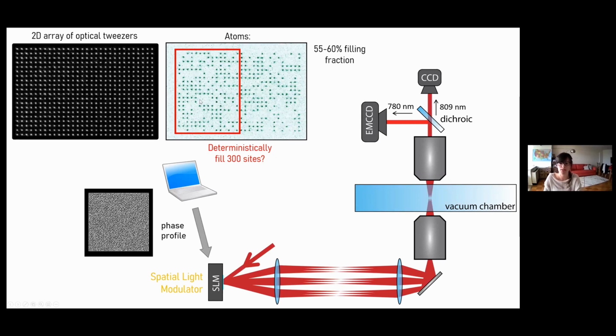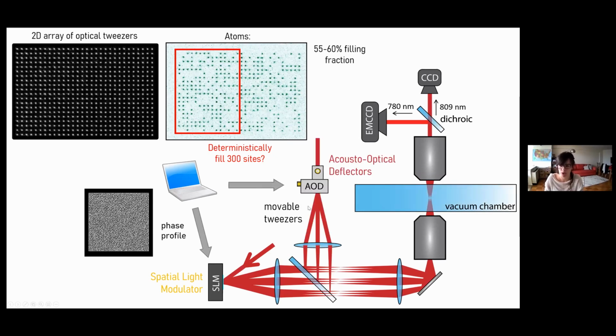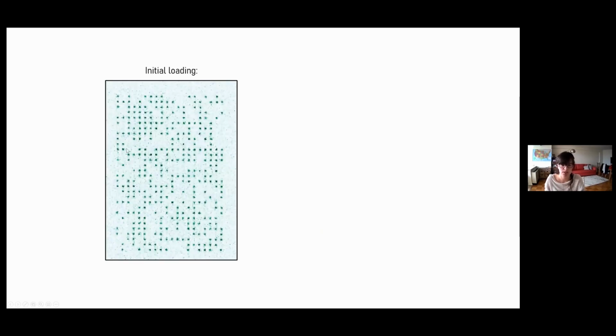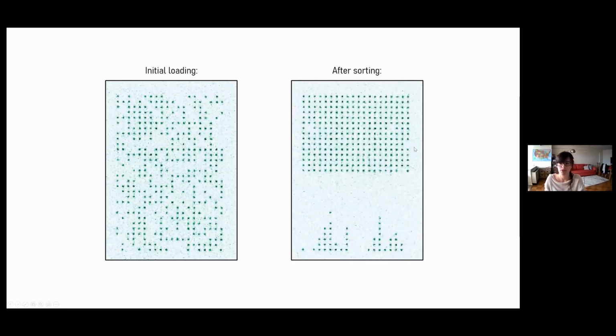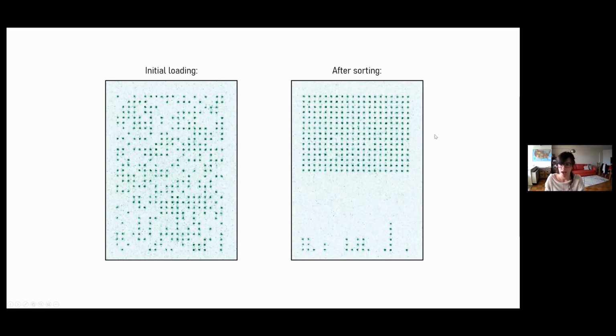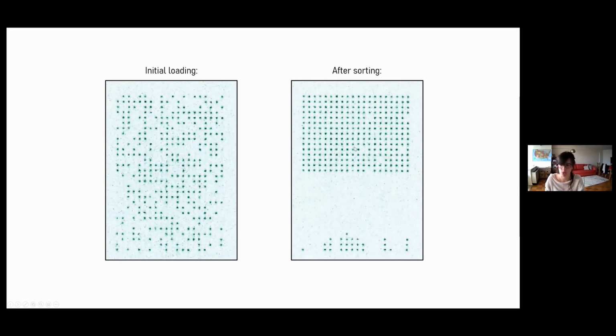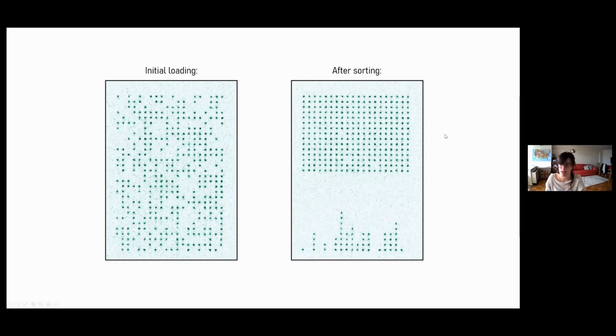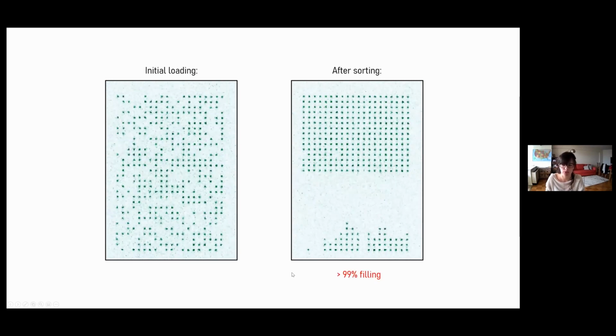And to do that, we use a second set of traps, which are generated by acousto-optical deflectors, which allow us to have a second set of tweezers that we can move in the two-dimensional plane. And so these allow us to move the atoms towards some final target sites. So just to show you very quickly how it works in the experiment, this is an example of the initial loading. And after the sorting procedure, you see that we have the top part of the array that is very well filled. And again, here I'm showing you a few experimental repetitions where the average filling of this target part of the array is about 99%.